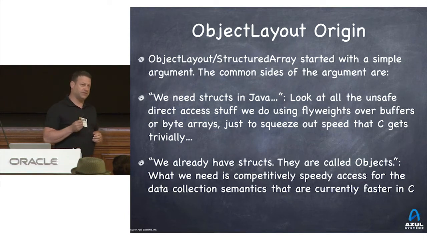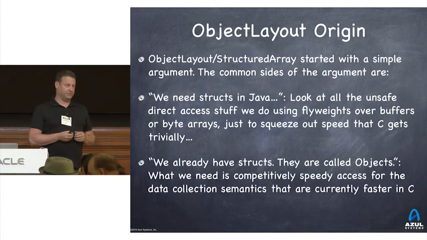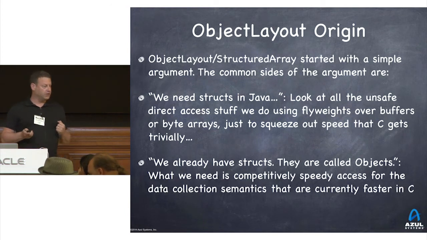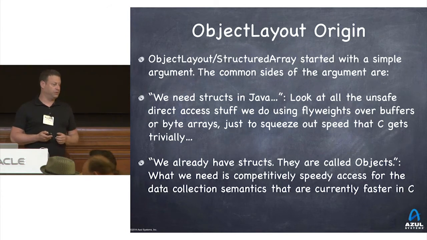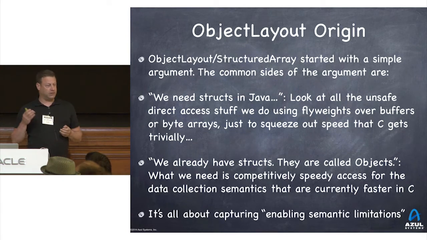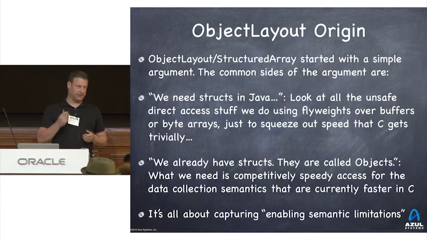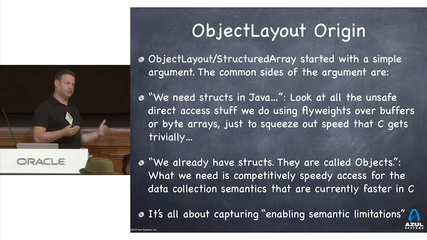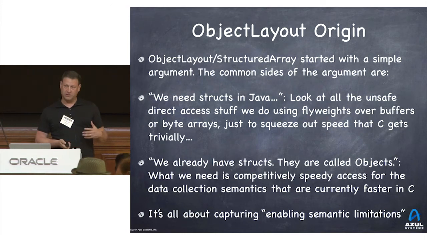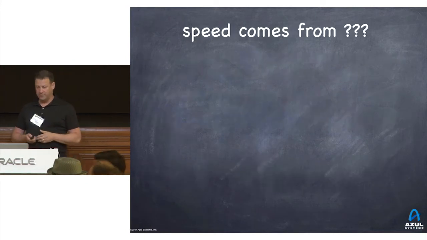What we're really missing is competitively speedy things that deal with objects for the same semantics that C has for those competitively speedy things. And right now, we're missing some of those semantics defined in a Java world. It's all about what I call enabling semantic limitations. It's about taking things away, not adding things. By chopping things down, we're able to enable optimization and speed. In C, we do it explicitly, but in Java, we can do it just by defining the semantics correctly.